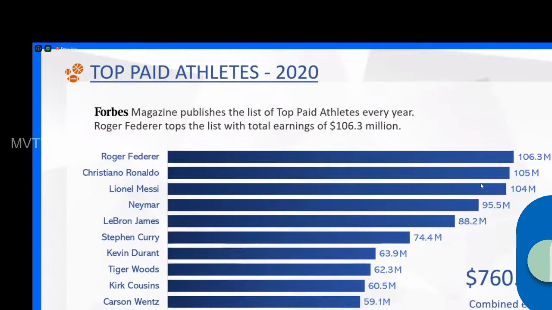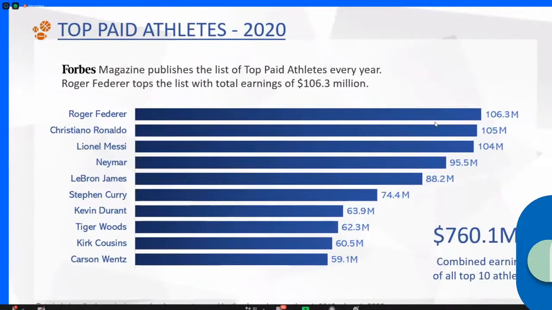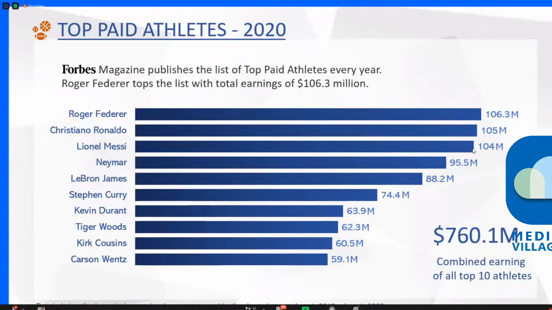Okay, it's coming to the story. Recently, Forbes published their list of top 100 paid athletes. Forbes publishes this list every year. Magazines like Fortune and Forbes publish these kinds of lists every year: rich businessmen, most influential people, and things like that.